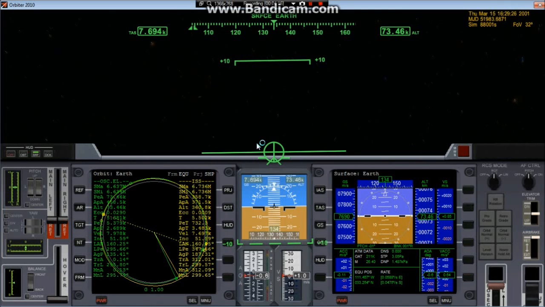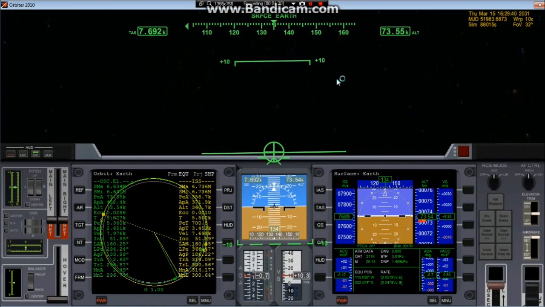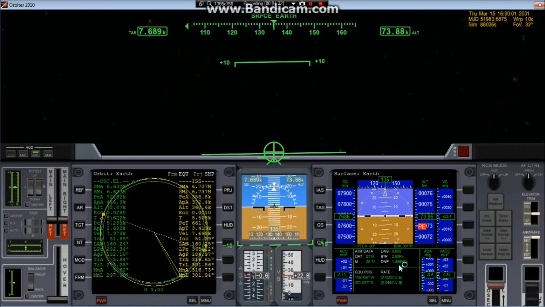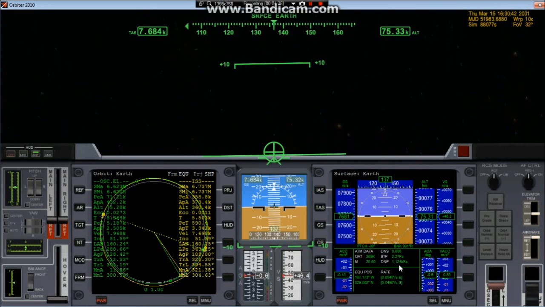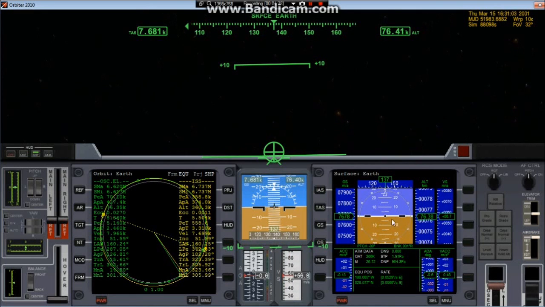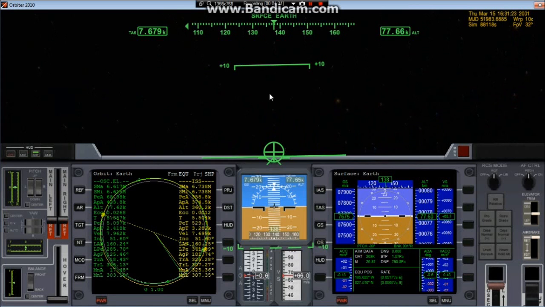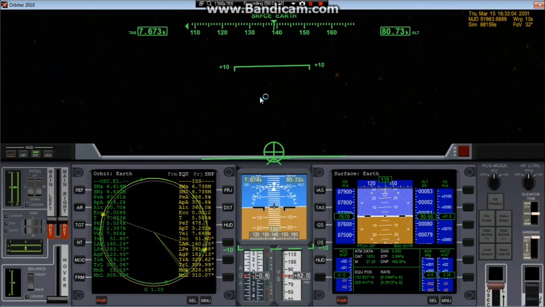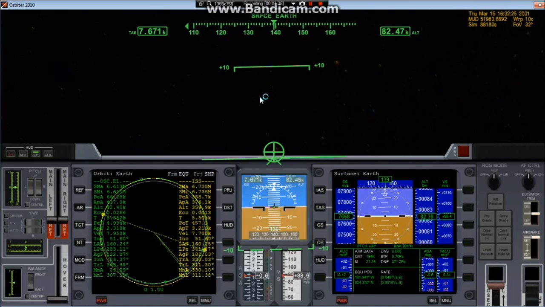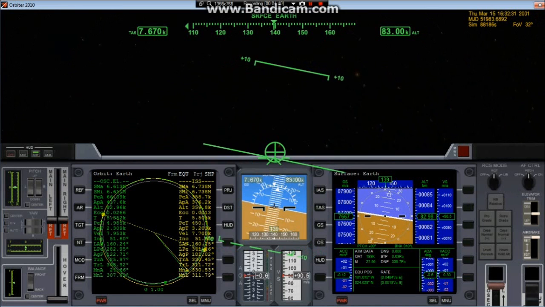That should restore our altitude. So now we're climbing back out again. 75. When this gets under 1, it'll be better. Okay, so it's under 1. 9, 8, 7, 6, 5, 4, 3. Okay, we're back at 82 kilometers.